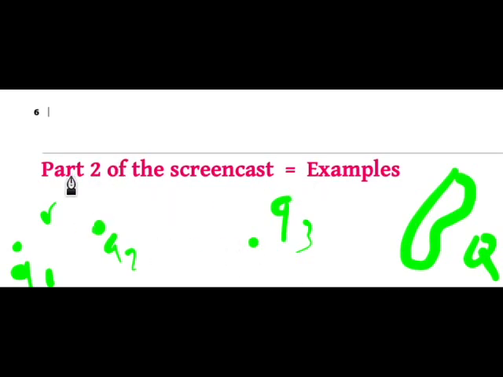Well, that will be part of part 2 of the screencast, examples. So watch part 2 of the screencast, to get some hints on how to do the Lon-CAPA problems.